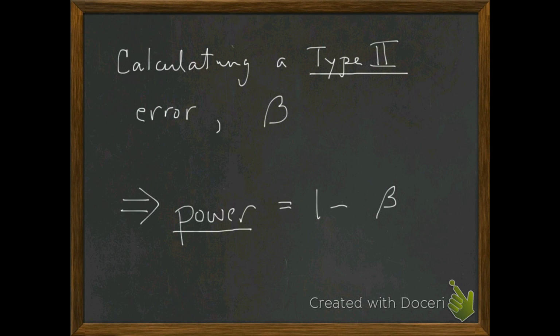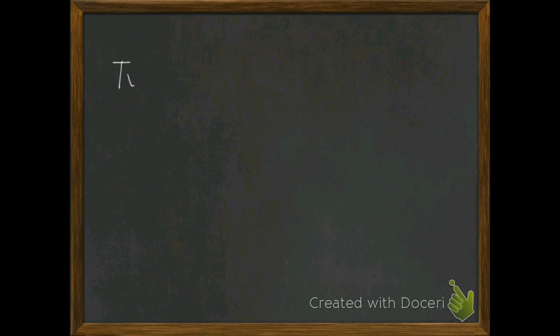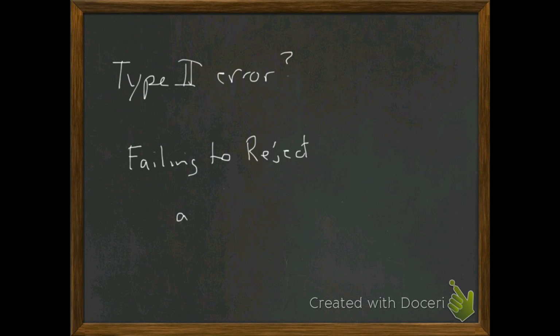So, all right. Again, let's think about what a type 2 error is, since we want to know this when we start our next video. The type 2 error is what? Failing to reject a false H sub O.